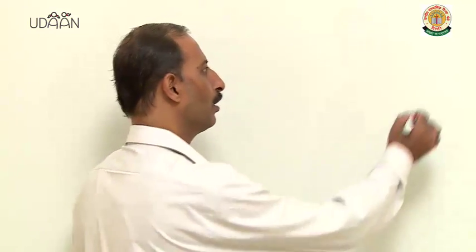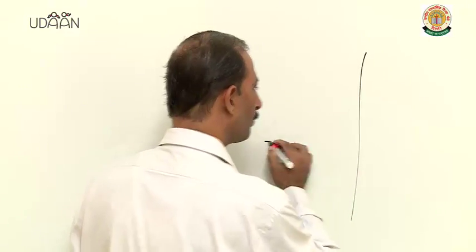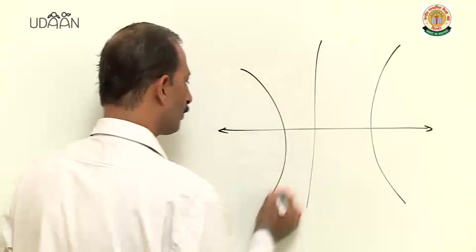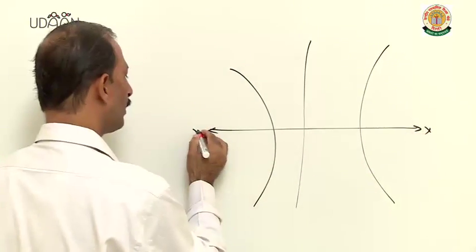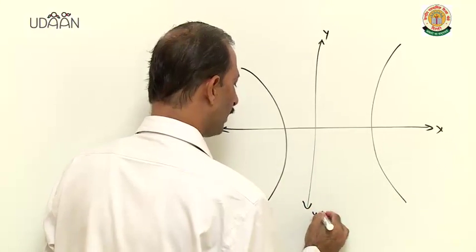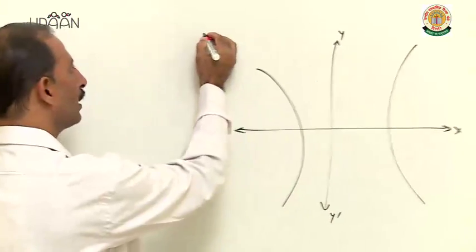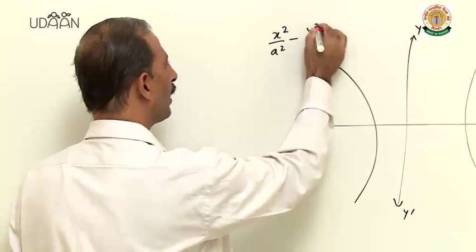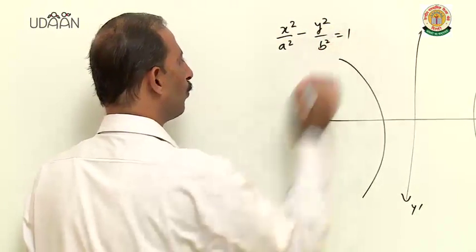So you already know the equation of hyperbola. So shape of the hyperbola will be like this one. This is the x-axis known as the transverse axis, and this is the y-axis known as the conjugate axis. Say equation of hyperbola is x squared upon a squared minus y squared upon b squared is equal to 1.